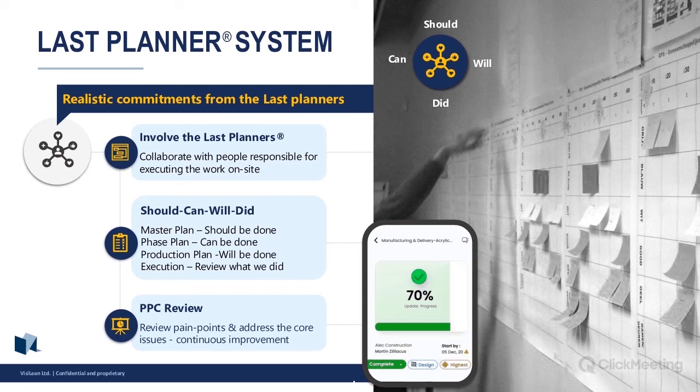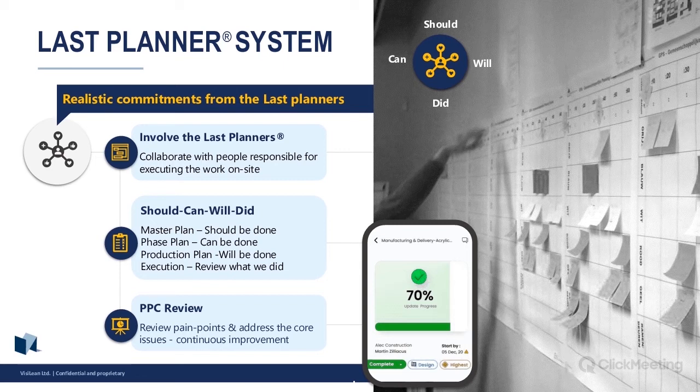And a way of measuring that progress is through PPC. So I'm not sure how many people are familiar with PPC, but it stands for Percentage Plan Complete. And it's quite simply, it's how many of those activities in that production plan, that's the short-term 1 week plan, did we commit to, did we achieve that we committed to? So it's a measure of how good that plan is.